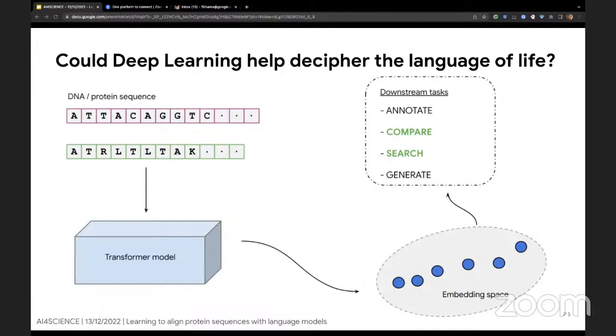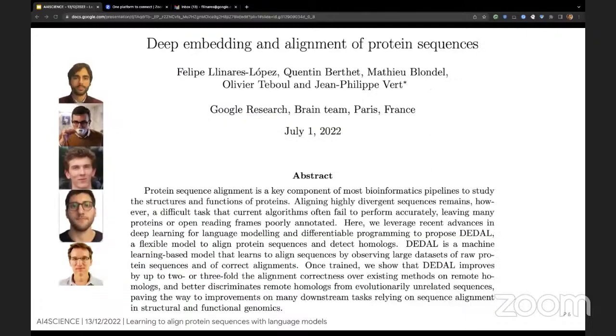And one of our goals in this domain was to overcome this challenge using differentiable optimization and kickstart what we hope will become a new generation of tools for searching and comparing biological sequences. So in today's talk, I will mostly talk about our first step in that journey. This is a paper that will appear in Nature Methods this week, actually, but it's already available in bioRxiv freely. And this is joint work with my co-authors, Quentin Berthet, Mathieu Blondel, Olivier Teboul, and Jean-Philippe Vert.